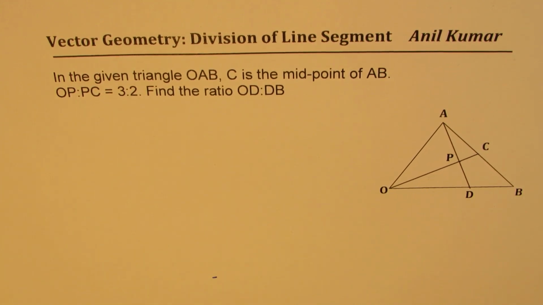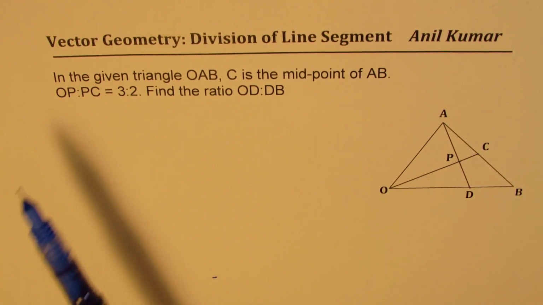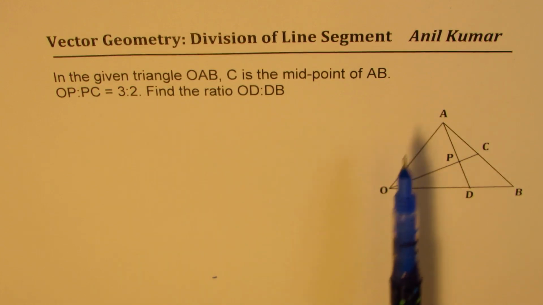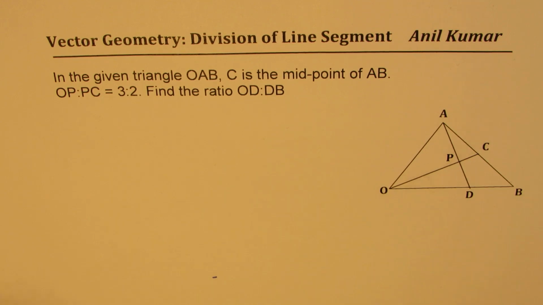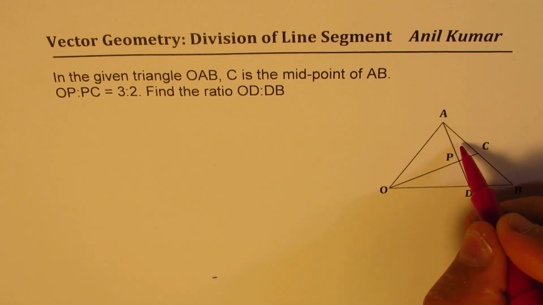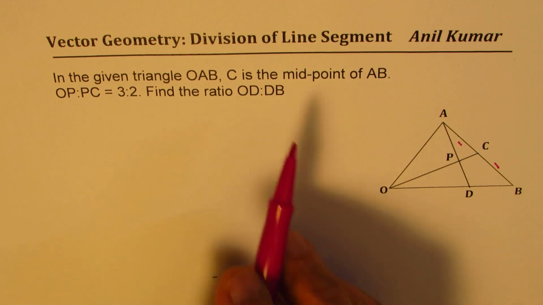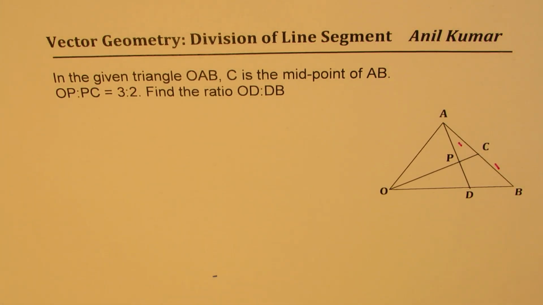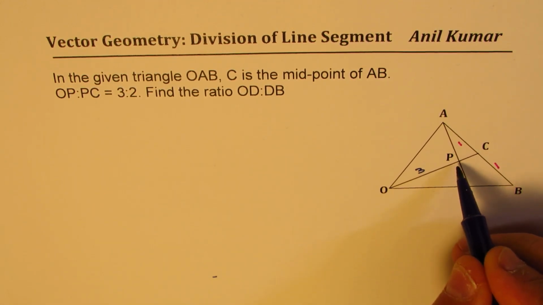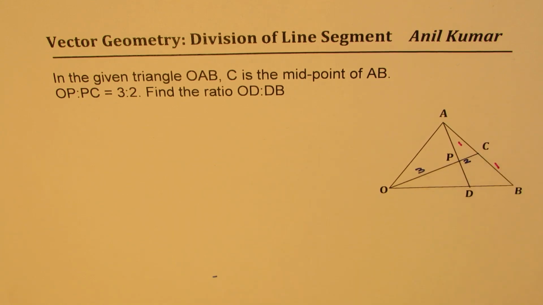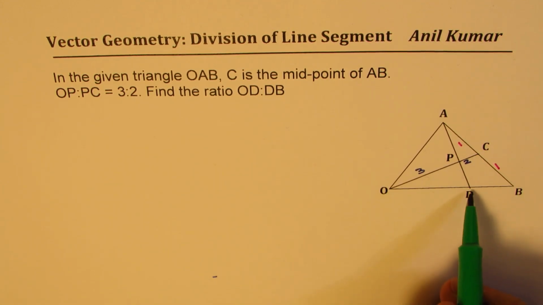So let's begin with a very beautiful one, which is: in the given triangle OAB, C is the midpoint of AB, right? So midpoint means it will divide in the ratio of 1:1, correct? The ratio OP to PC is 3:2. So O to P is 3 and P to C is 2. So this is 3:2 ratio. We need to find the ratio of OD to DB, right? So we want to find OD to DB.